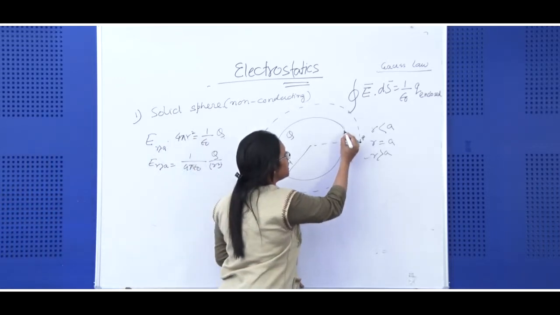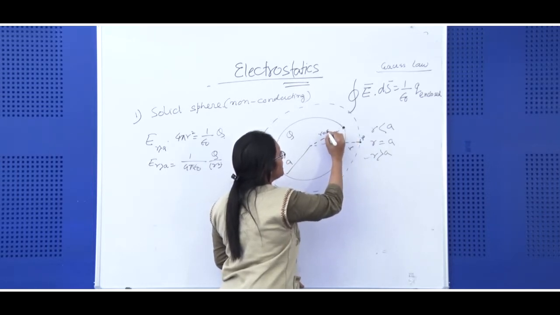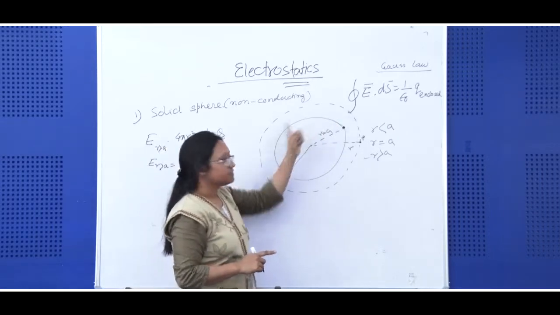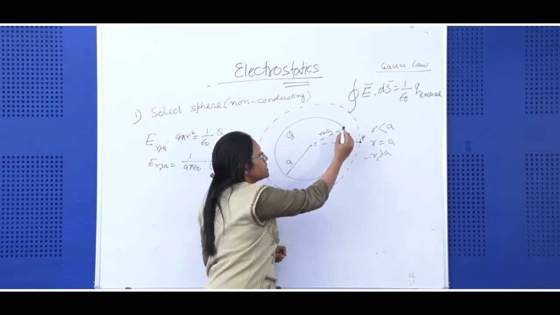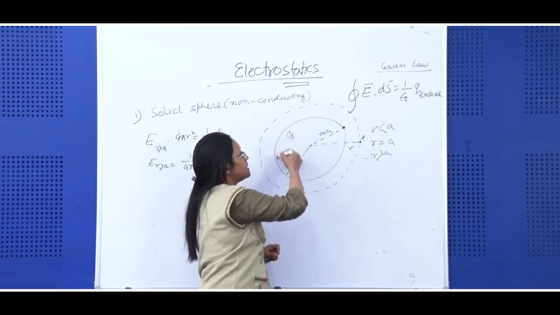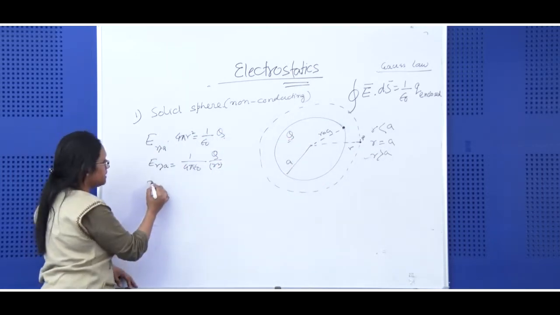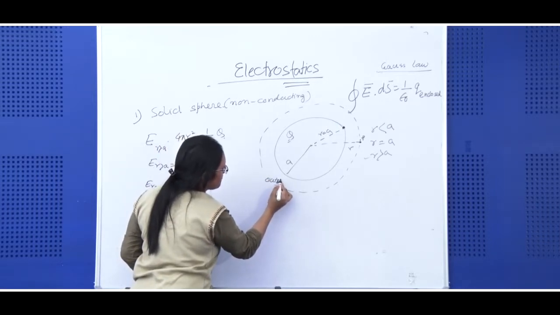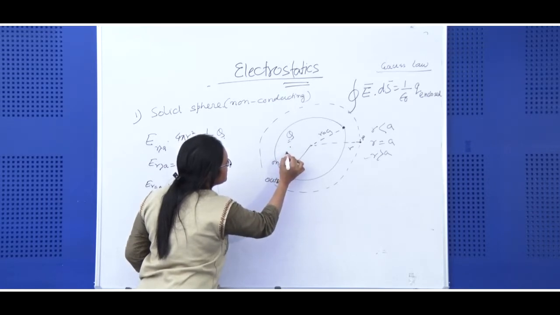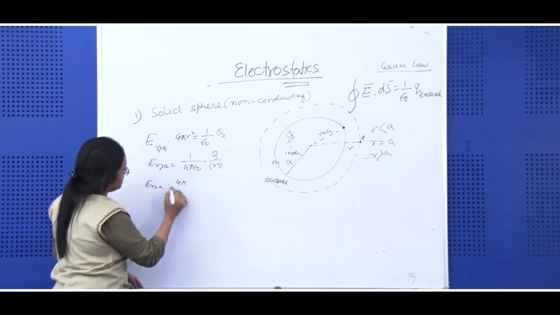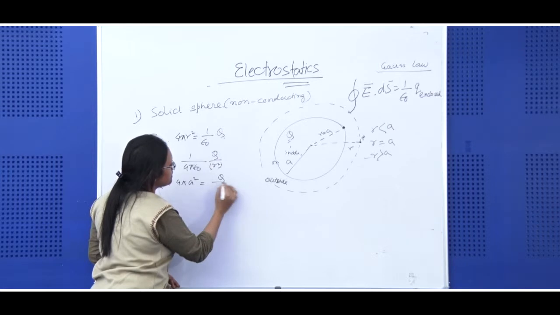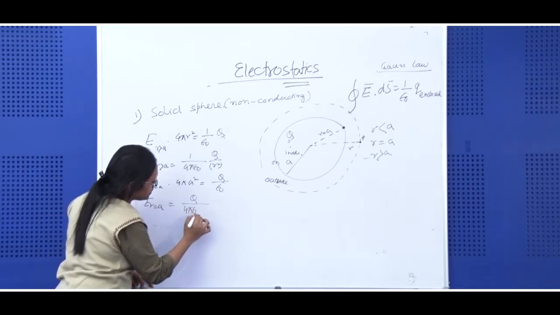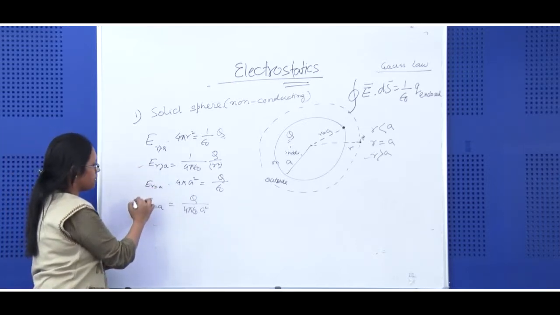Now we are on the surface, that is when r is equal to a. At r equal to a, the Gaussian surface and the original surface will coincide, so the shape is also the same. At that time, again the Gaussian sphere has radius a, and it is enclosing the total charge q again. So E at r equal to a times 4 pi a square is equal to q by epsilon naught. So we will get E for r equal to a as q by 4 pi epsilon naught a square. So these two are clear, for r greater than a and r equal to a.